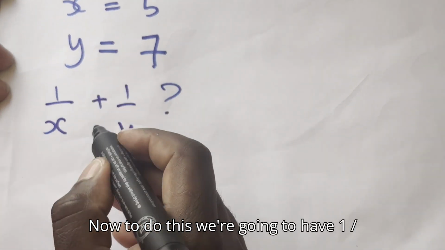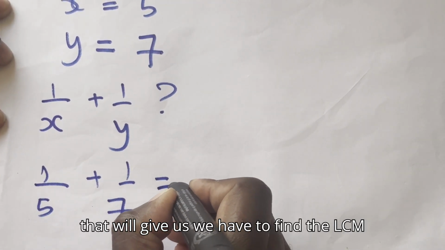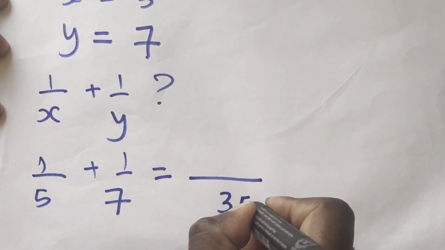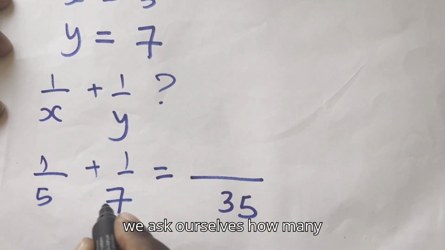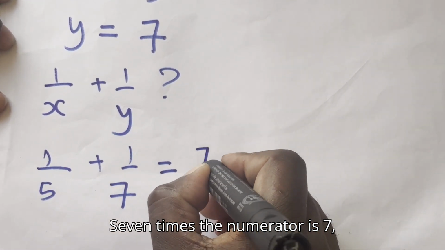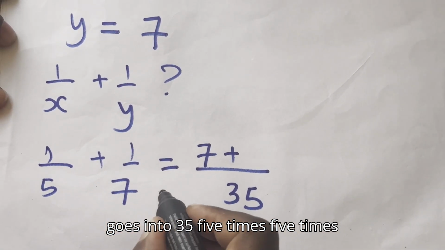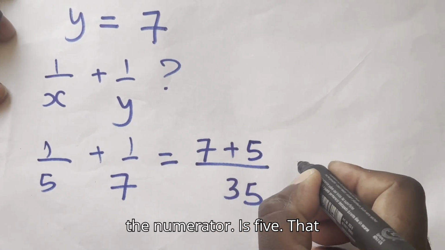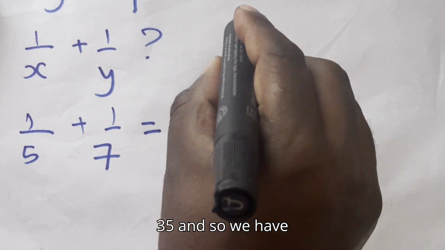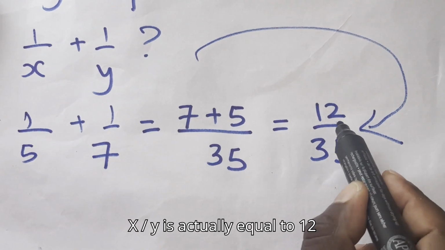Now to do this, we're going to have 1 over 5 plus 1 over 7, and that will give us, we have to find the LCM of 5 and 7, which is 35. And we ask ourselves how many times 5 divides into 35, which is 7. 7 times the numerator is 7. And on this side, 7 goes into 35 5 times. 5 times the numerator is 5. That gives us 12 over 35. And so we have answered the question that 1 over x plus 1 over y is actually equal to 12 over 35.